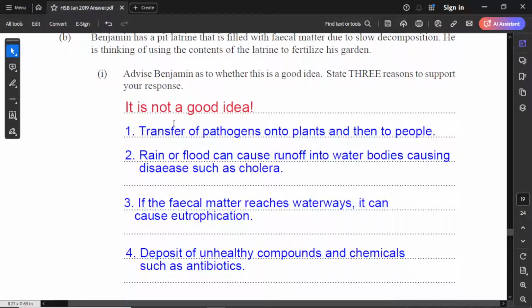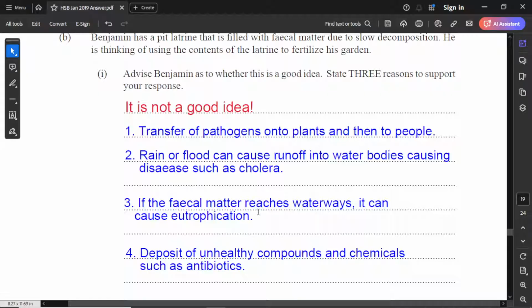All right, anyway, number 1, you can transfer pathogens onto plants and then to people. And of course, microbes that are there can start to reproduce more on plants and so on if the conditions are suitable. And then, of course, you may have increasing pathogens by the time it reaches the persons who are consuming the food. Can you imagine?